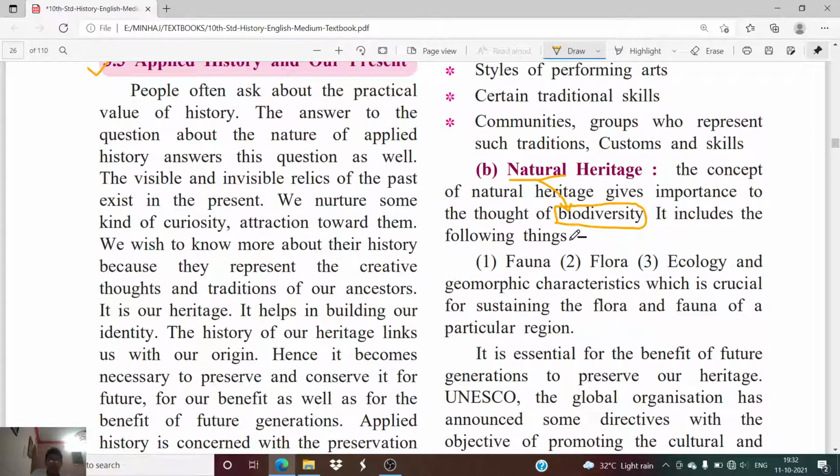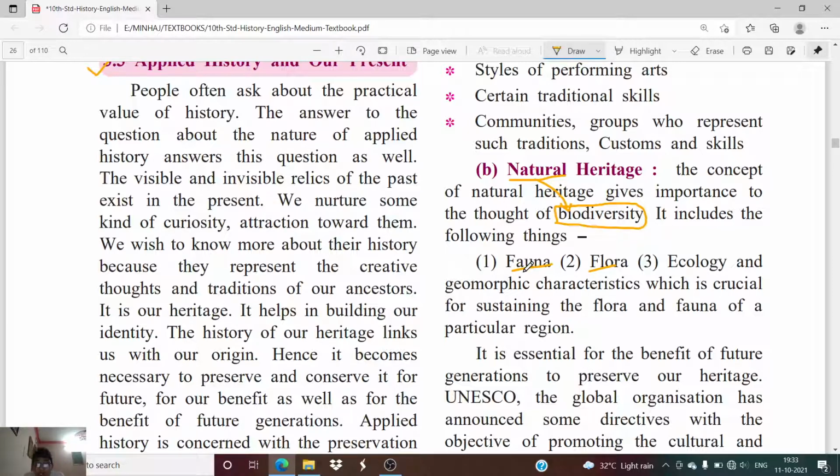It includes the following things. Okay, what is included in natural heritage? Fauna, then flora, ecology, and geomorphic characteristics, which are crucial for sustaining the flora and fauna of a particular region. So fauna, that is nothing but animals, birds and animals. Flora, which is nothing but plants. And the ecology or the environment or the ecosystem, these are important and crucial for the natural heritage.